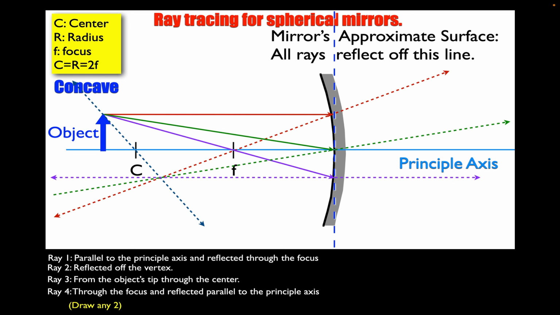The image will go from the principal axis down to where all of the reflected rays cross. So when you're showing your image, make sure you draw an arrow. Don't just put a dot where the tip of the arrow is, because I want to know what the image is doing. So you've got to draw an image from the principal axis down to where all the reflected rays cross.